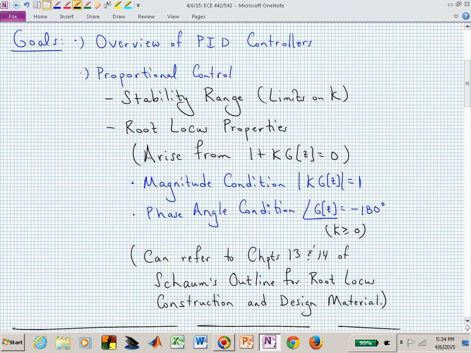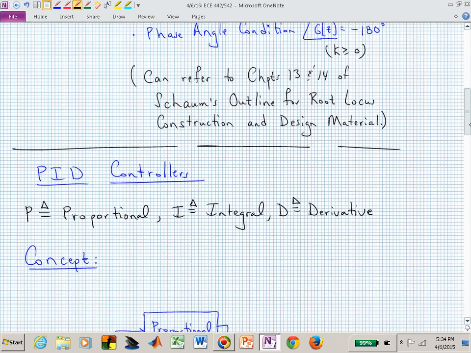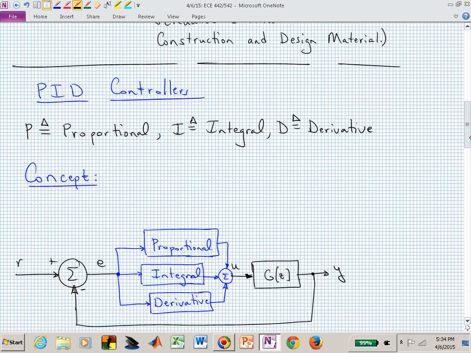And if you need material, Chapter 13 deals with the construction of the root loci. Chapter 14 talks about design using the root loci. Those are in Sham's outline, those particular chapters. And you can go to that to gain more familiarity with that material.